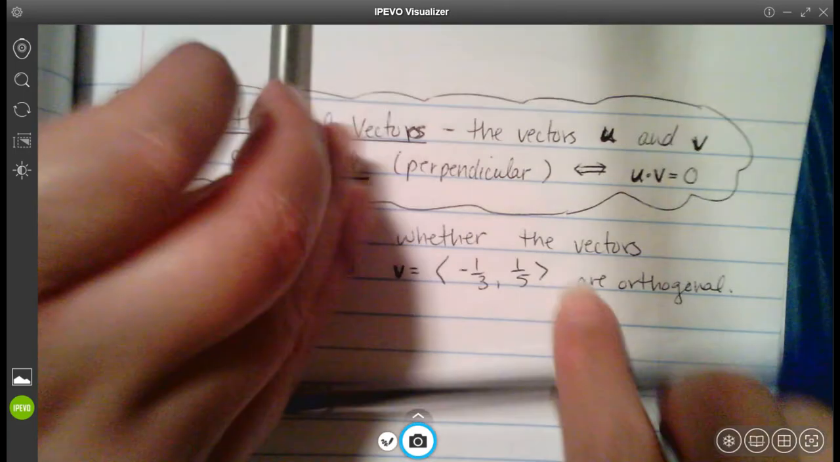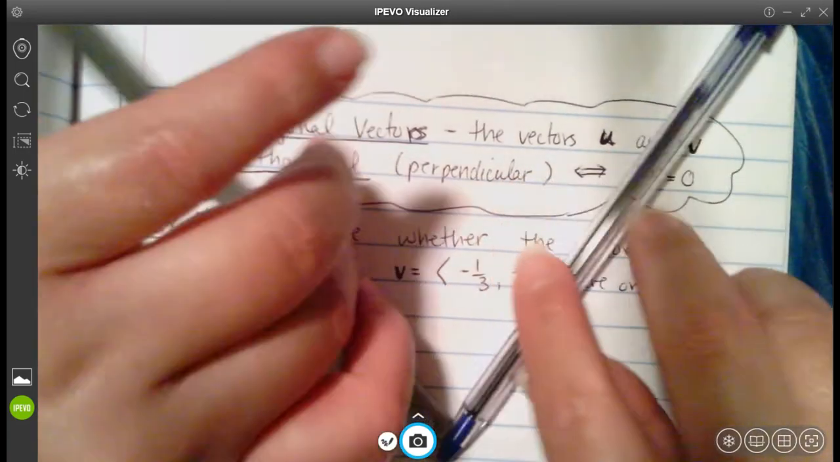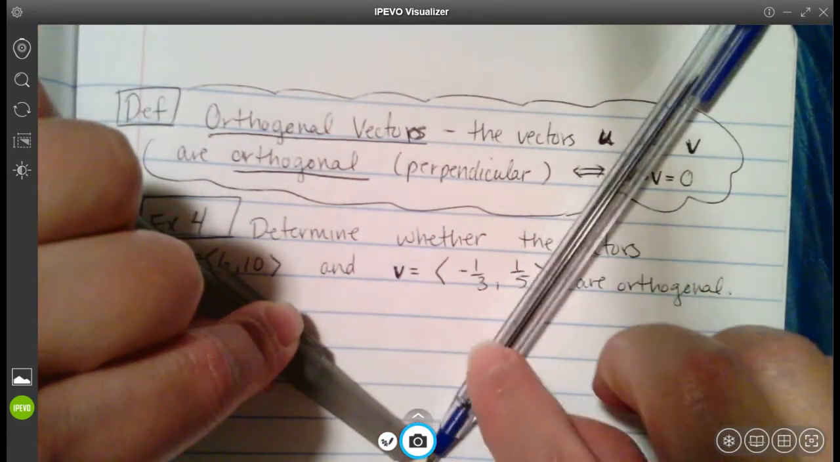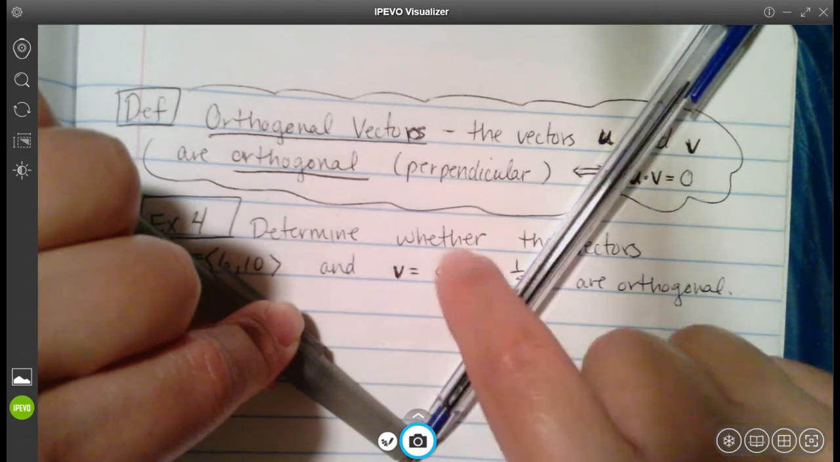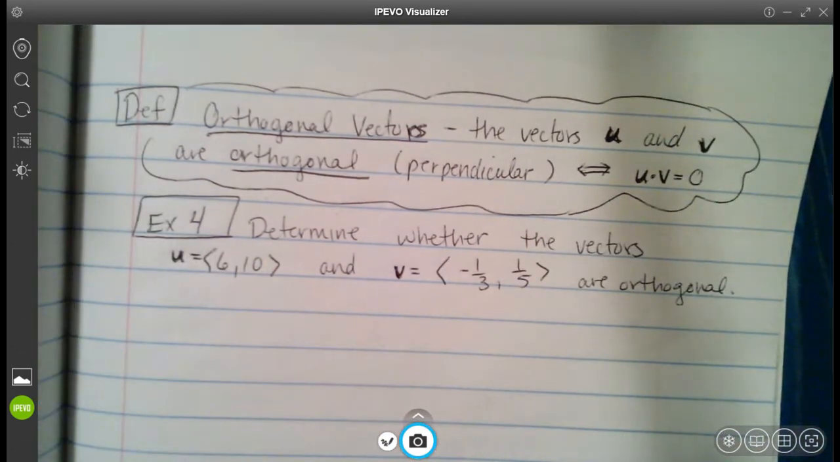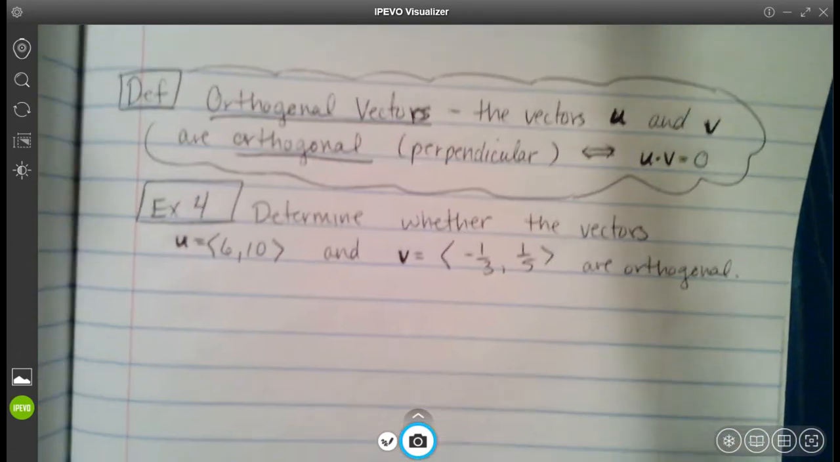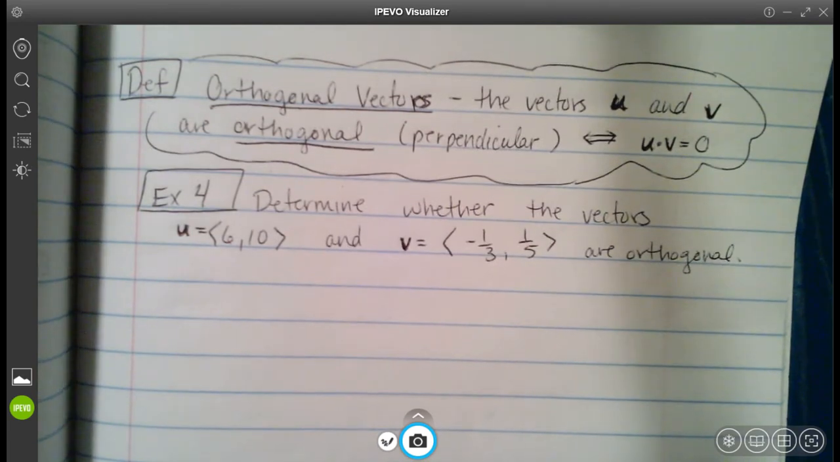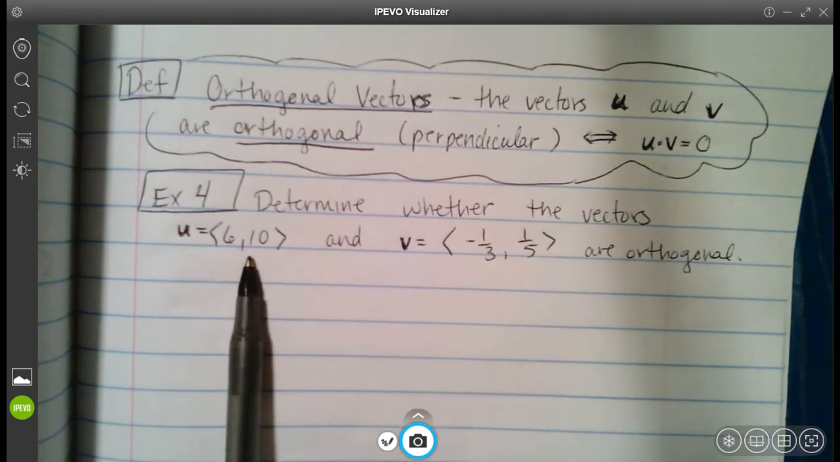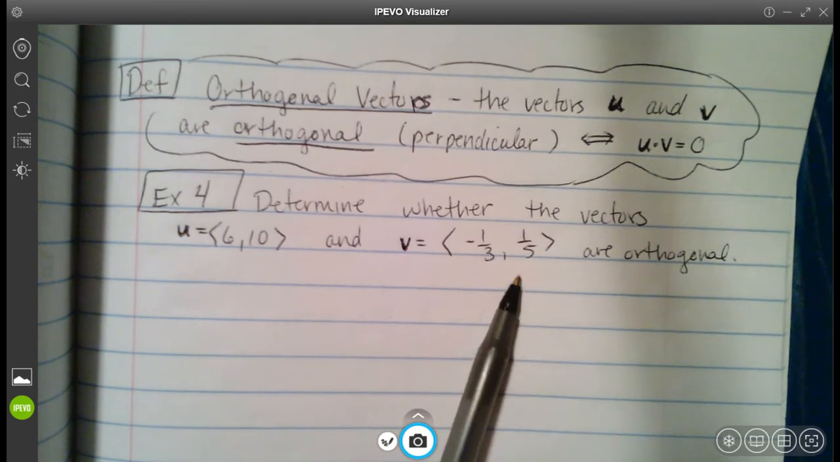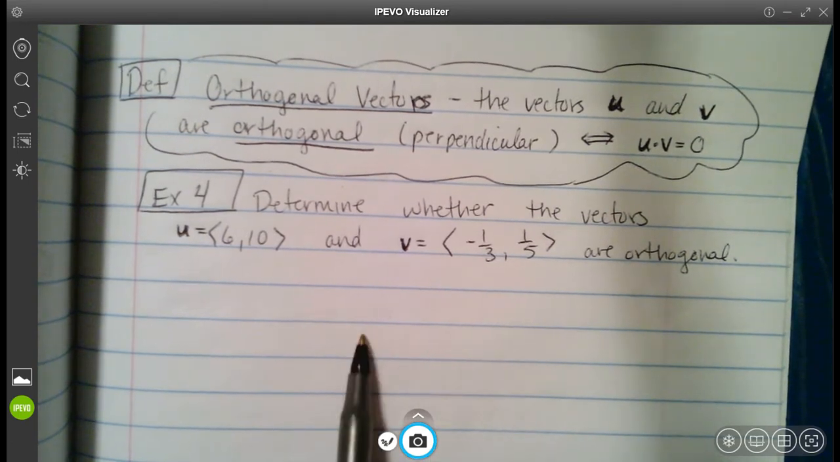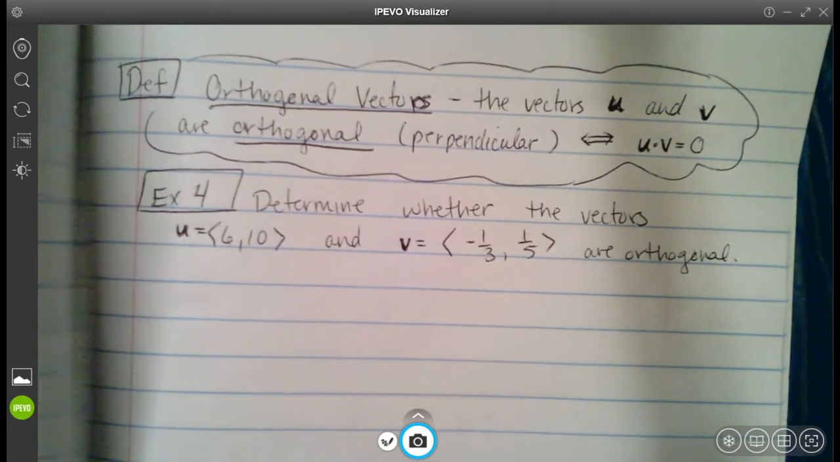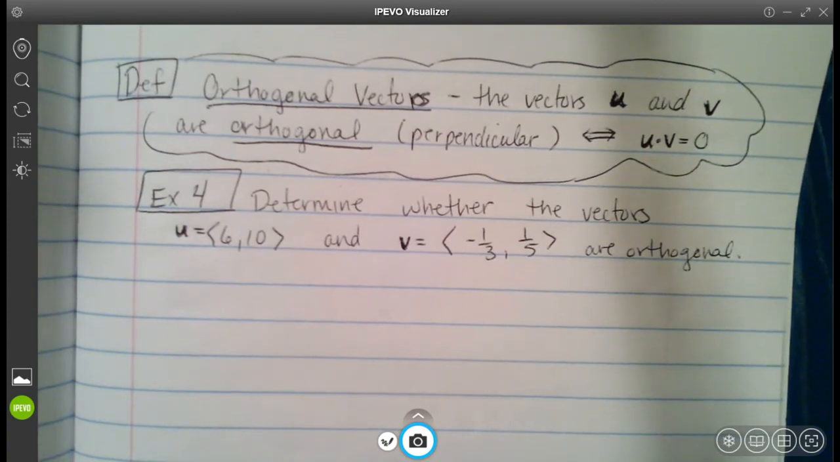Often the vectors are slanted, and you want to see if this forms a 90-degree angle. You use this to check. So let's go ahead and do example 4, which is the last one. Determine whether the vectors u = <6, 10> and v = <-1/3, 1/5> are orthogonal. And I like this one because it has fractions, and I know that we just love fractions in this class.